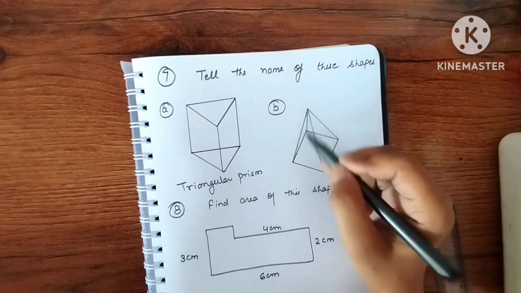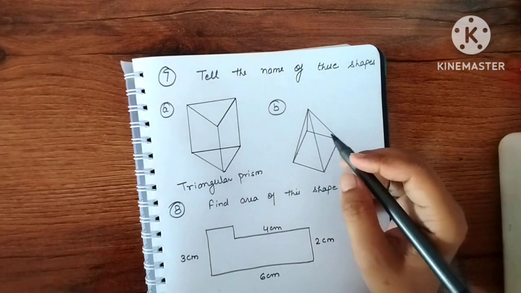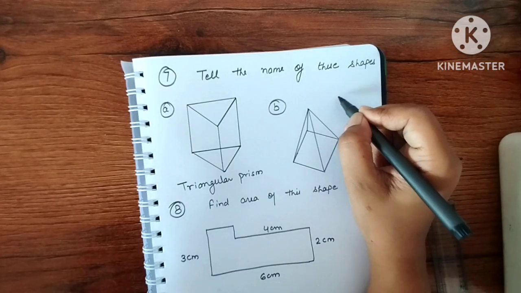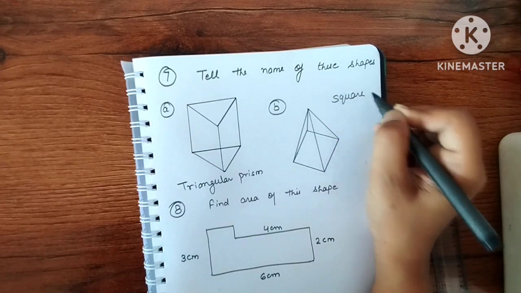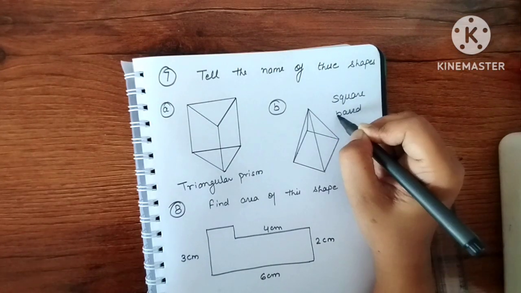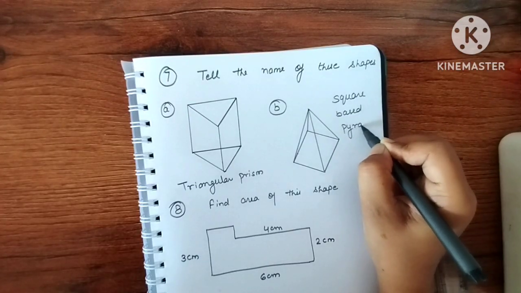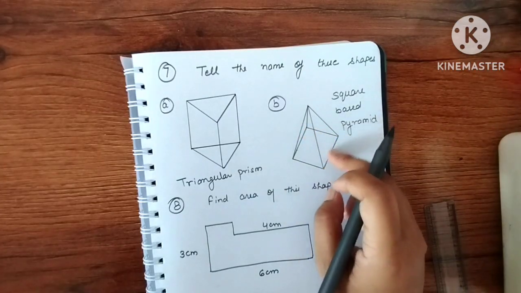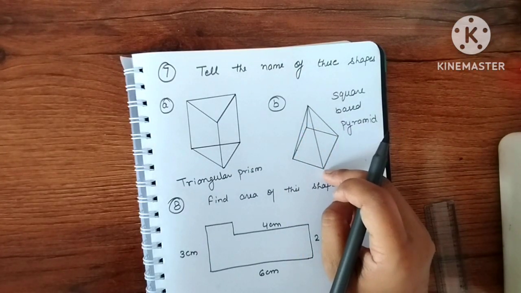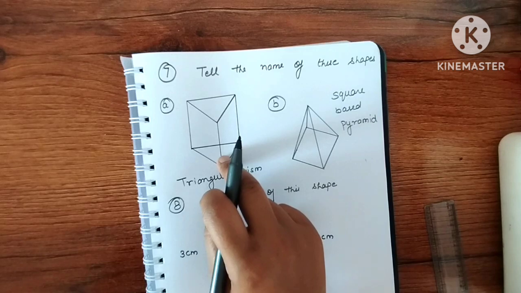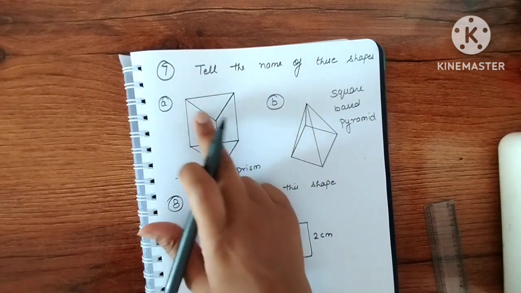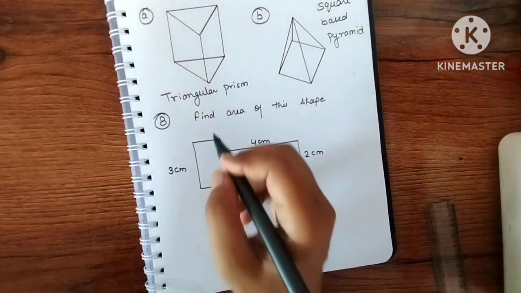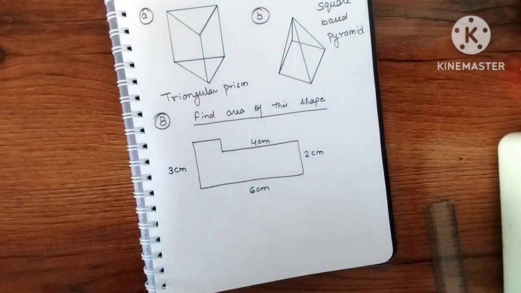And what is this shape? This is a pyramid. And what is the base of this pyramid? Square. So what is the name of this? Square based pyramid. This is the base. The base is square, so this is a square based pyramid. This is a prism and a triangle is there, so triangular prism. Clear?